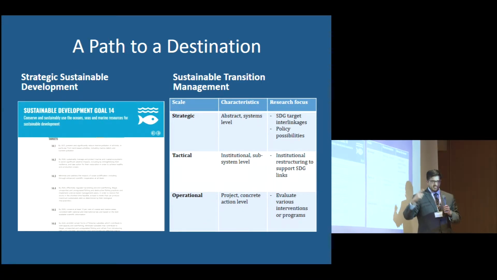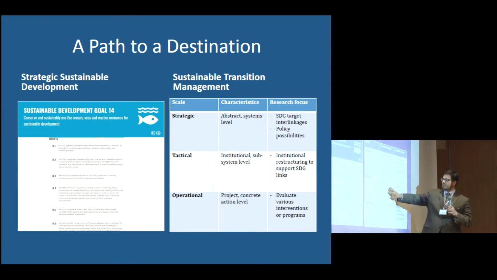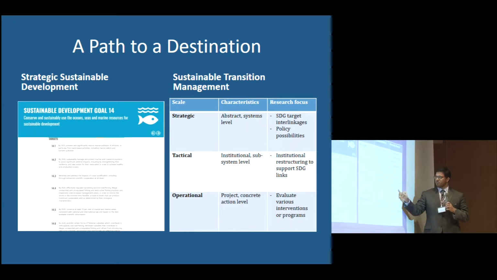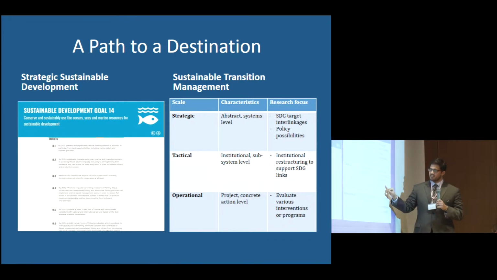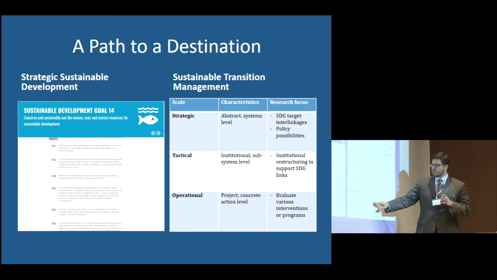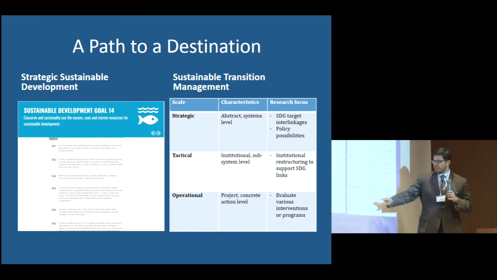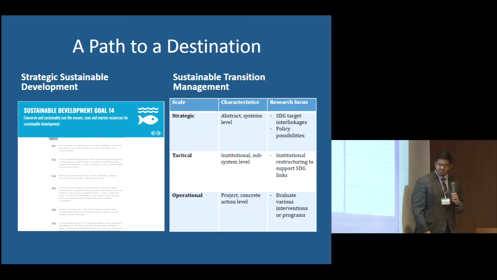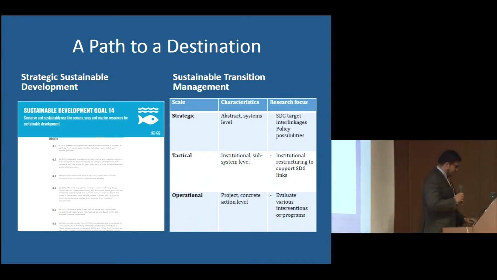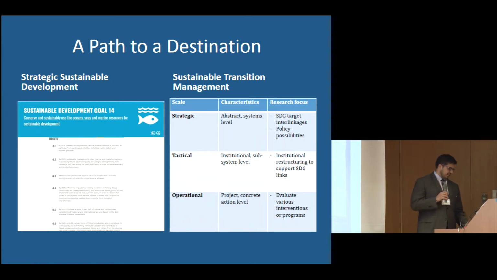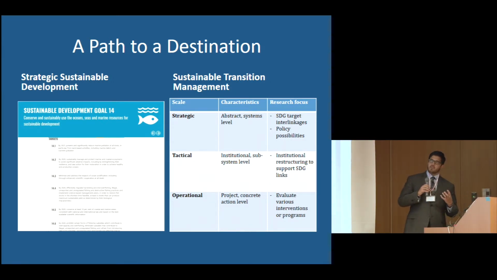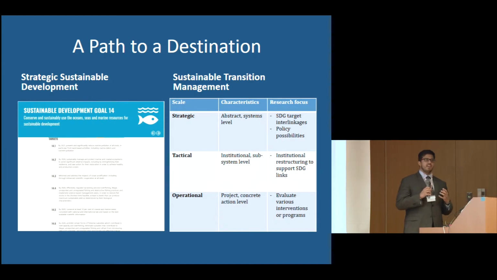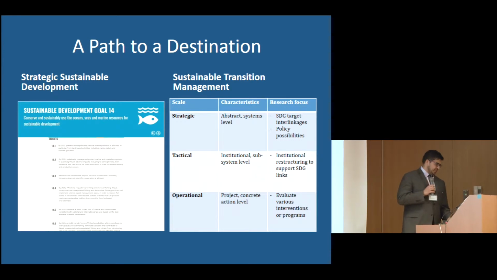At the tactical level, that medium level, it's again more institutional level. You can start looking at how you reorganize institutions to support the SDGs. And at the operational level, which is again looking at projects and concrete action, you can evaluate different interventions and scenarios. And so putting these together, you can really get a path to a destination. I think that this would be really important for research to actually aid policy.